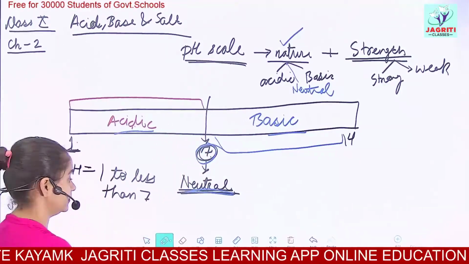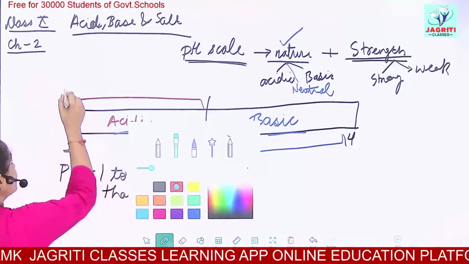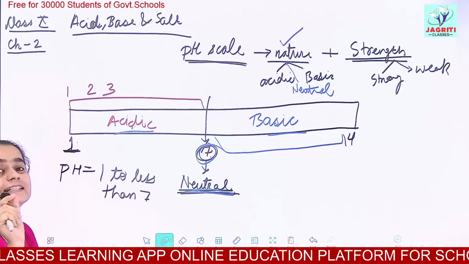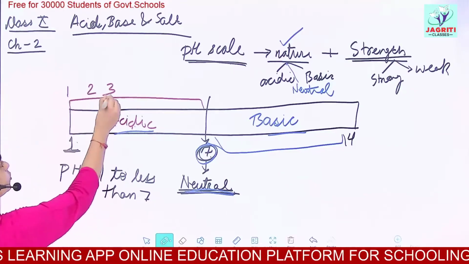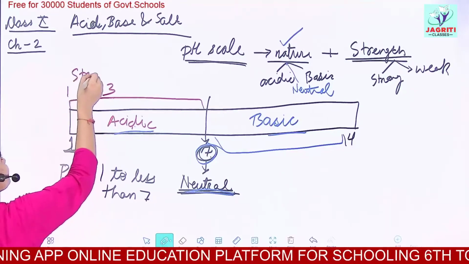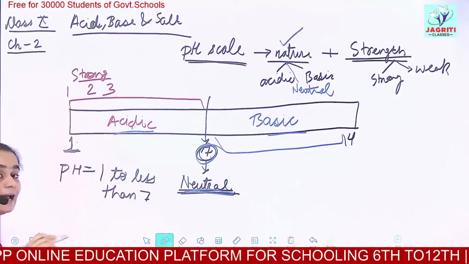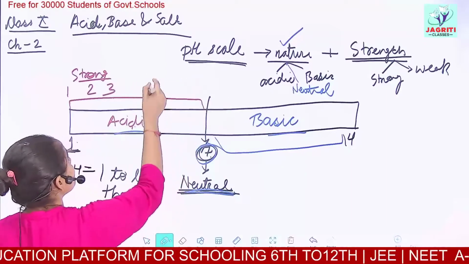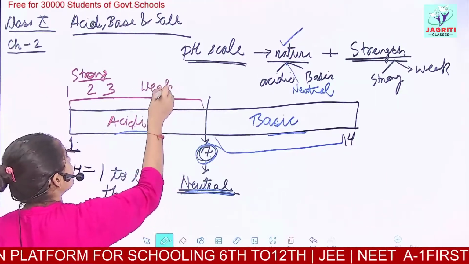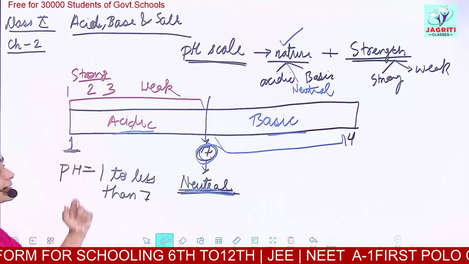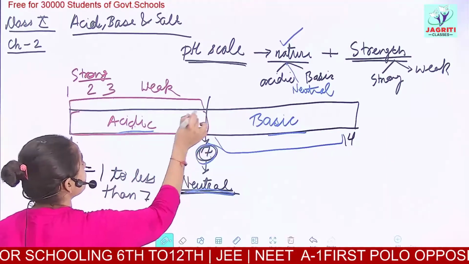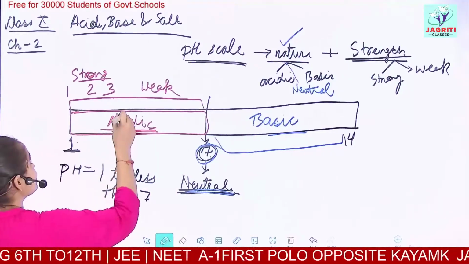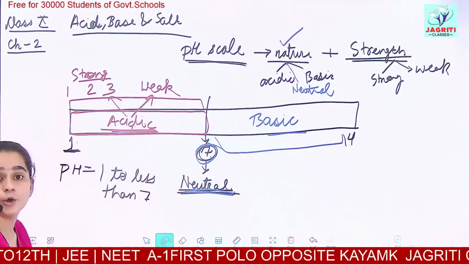One more thing I wanted to tell you: the acids showing pH value from 1 to 3 are called strong acids. And the acid solutions showing pH value more than 3 and less than 7 are weak acids. So all the solutions in the range from 1 to 7 are acidic, but they may be strong, they may be weak.